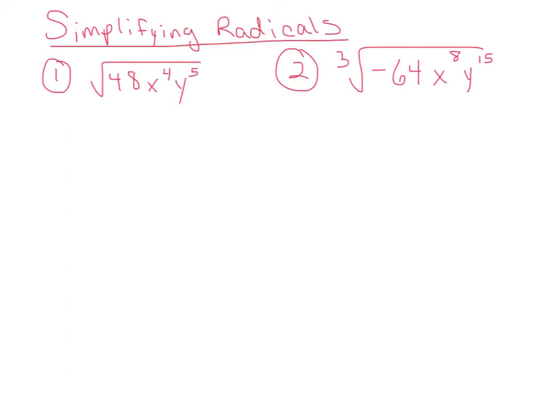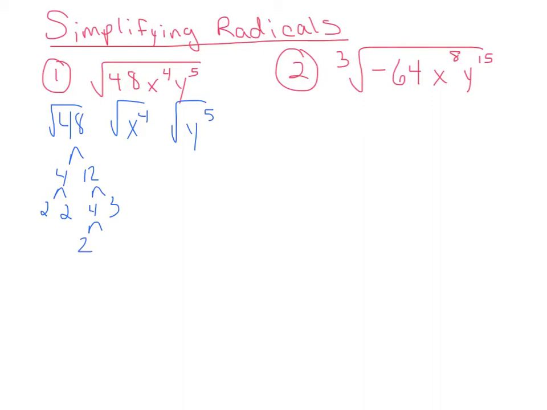Alright, simplifying radicals. When you're taking the square root of something, you're looking for pairs or perfect squares. So you can break this up into the square root of 48, square root of x to the 4th, square root of y to the 5th. You think of some perfect squares that go into 48. Another way to look at it is a factor tree. You can break that up to 4 and 12. 4 breaks up to 2 and 2. 12 breaks up to 4 and 3.